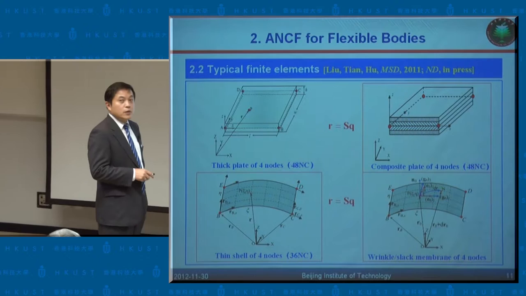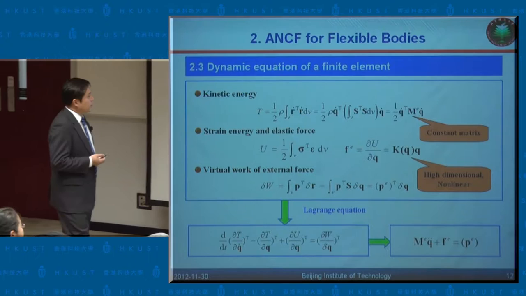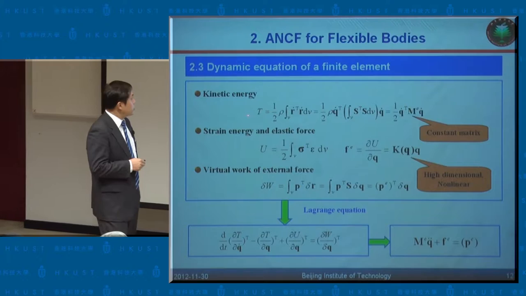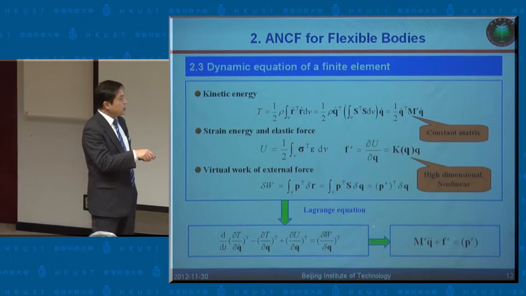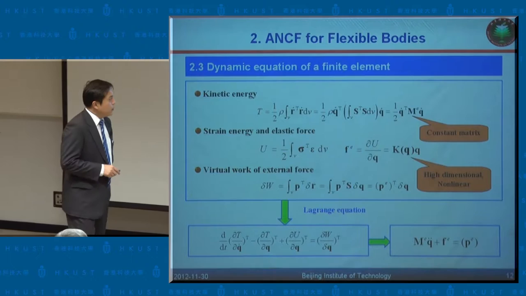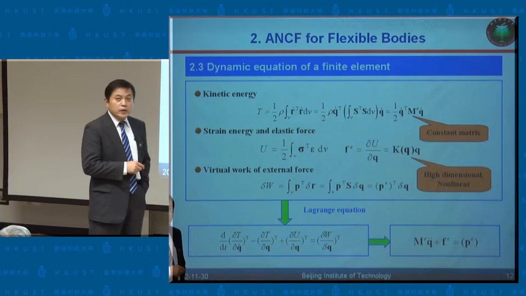Since we have the description of the configuration of soft matter, then we can write down the kinetic energy, strain energy, and elastic force, and the virtual work of external force. Then we put these three quantities into the Lagrange equation. You can establish the dynamic equation of the single element. What I have to emphasize is that here the mass matrix has a very good property. It's a constant matrix, very easy to deal with.